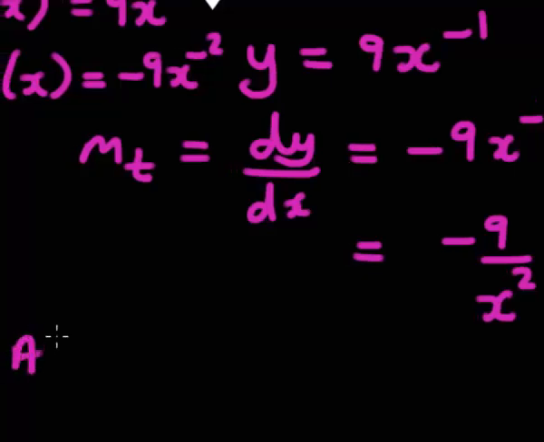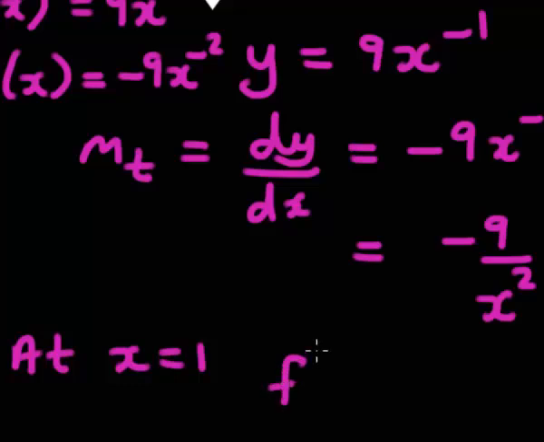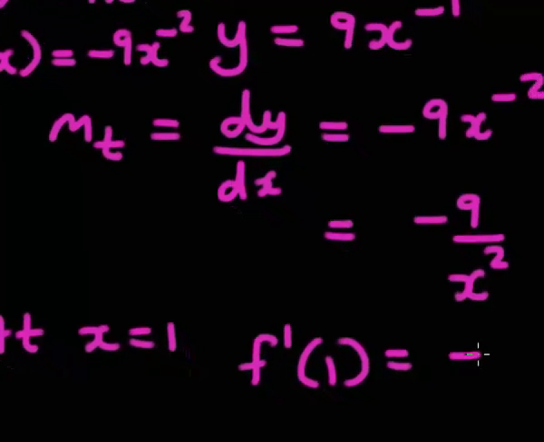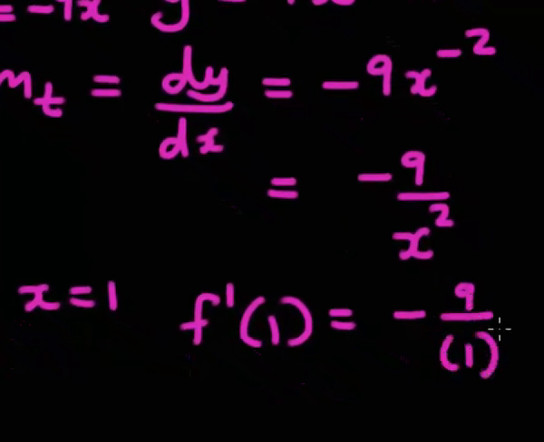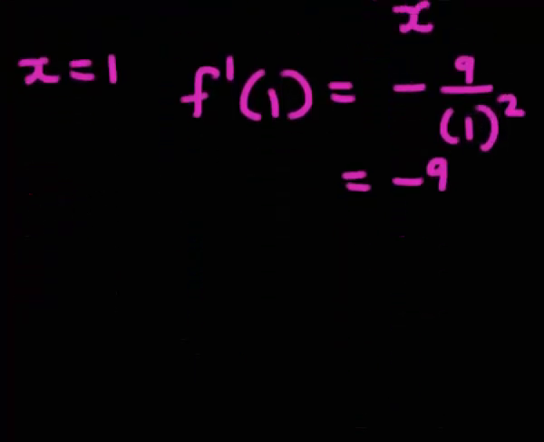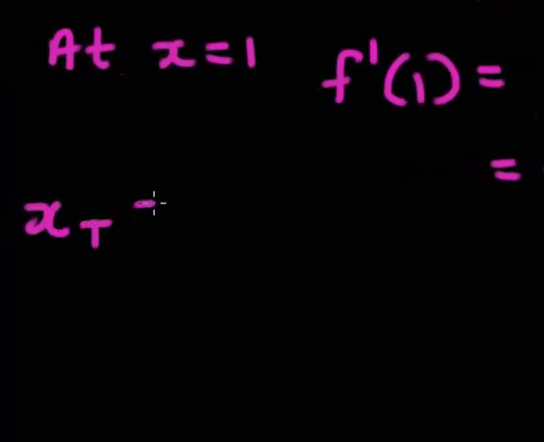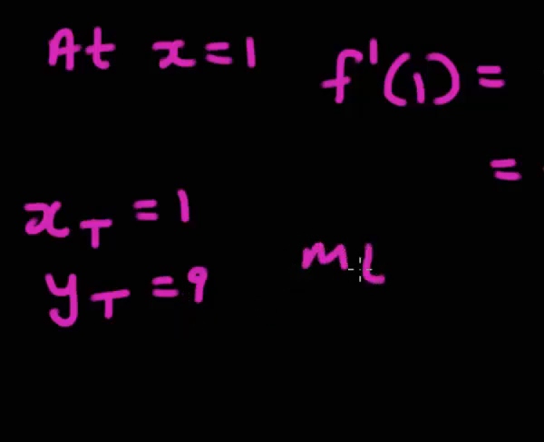Now at x equals 1, what would be the gradient? What would be f prime of 1, or dy/dx at that point? It would be negative 9 over 1 squared if you plug in, which of course is negative 9. That's the gradient there, negative 9, because 1 squared is 1 and 9 over 1 is 9. So we've got the gradient now. We've got the x of the point of tangency is 1, the y value was 9, and the gradient of the tangent is negative 9. So that's great.